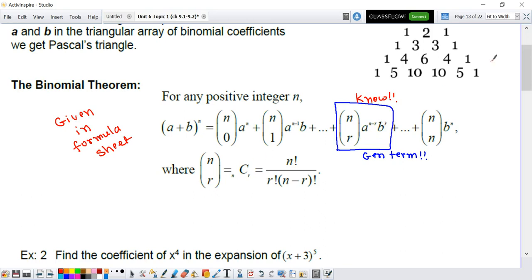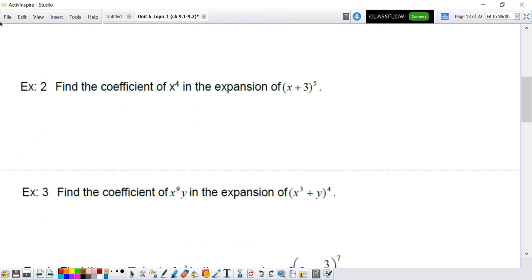So let's use this. The question is: find the coefficient of x to the 4 in the expansion of (x plus 3) to the 5. Now, I would say that if you find all the 6 terms, then find the x to the 4 and then the coefficient, you are not being efficient. You will run out of time.